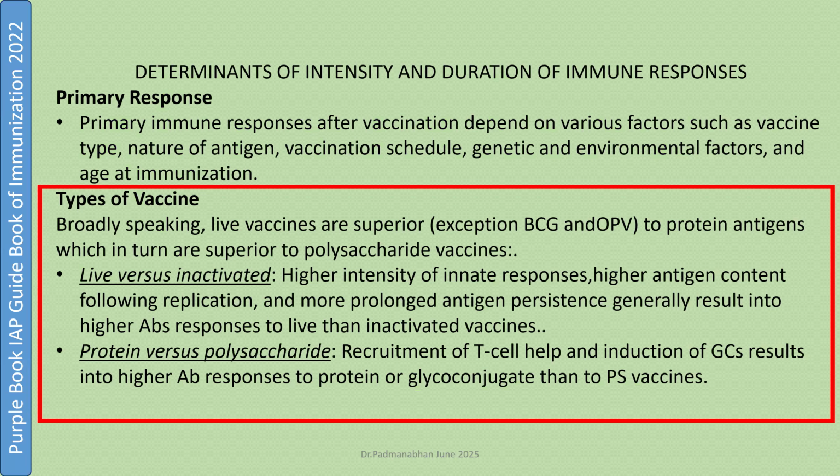Type of vaccine. Broadly speaking, live vaccines are superior, except BCG and OPV, to protein antigens, which in turn are superior to polysaccharide vaccines. Live versus inactivated: higher intensity of innate response, higher antigen content following replication, and more prolonged antigen persistence generally result in higher antibody response to live than inactivated vaccines. Protein versus polysaccharide: recruitment of T cells helps and induces induction of GCs. What is the result of GC?